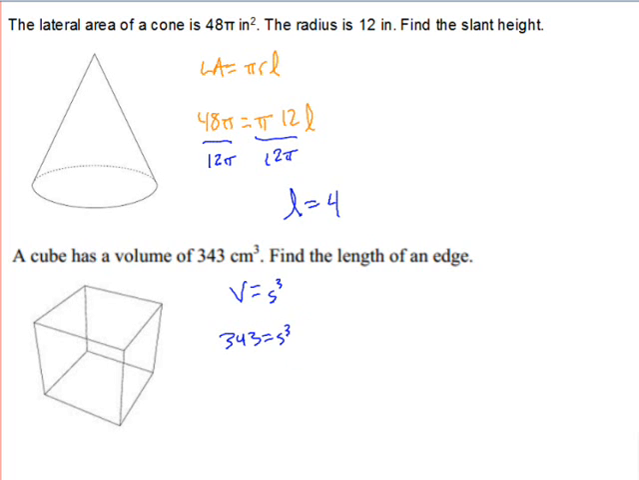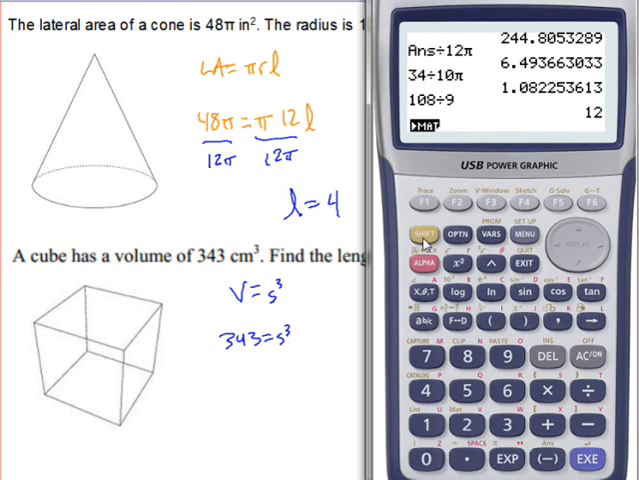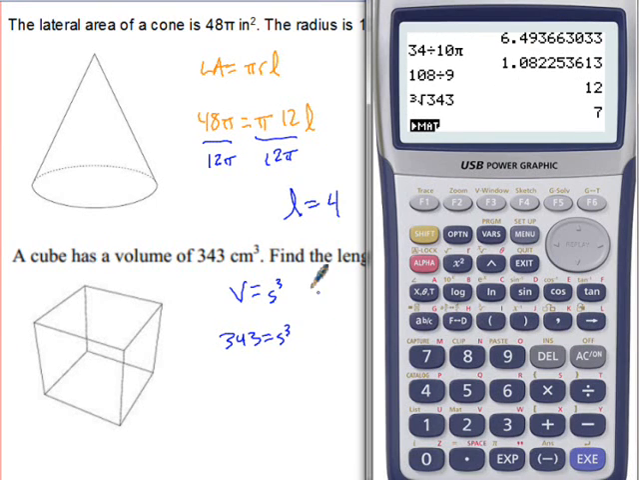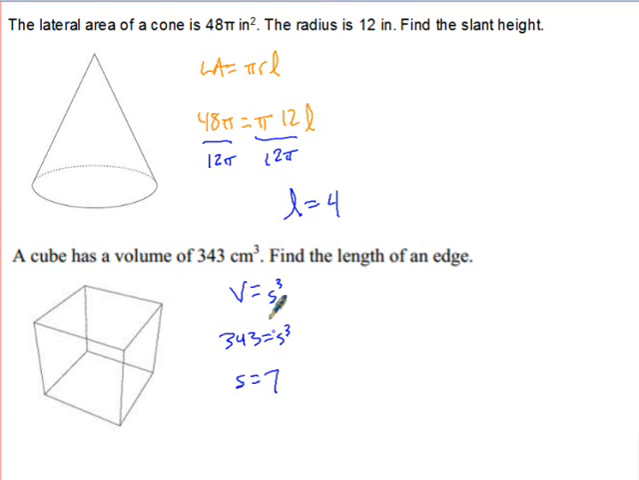If you don't know how to take a cube root on your calculator, you look for this little button right here. It's also on the TI, I'm pretty sure. If not, you can use this one right here. Cube root of 343, and we get 7. So one of the sides is 7. That was an easy page.